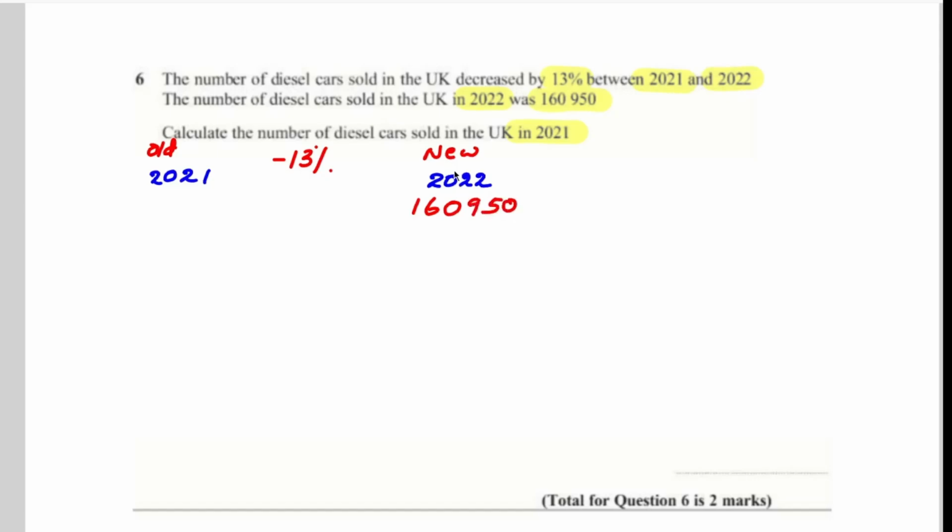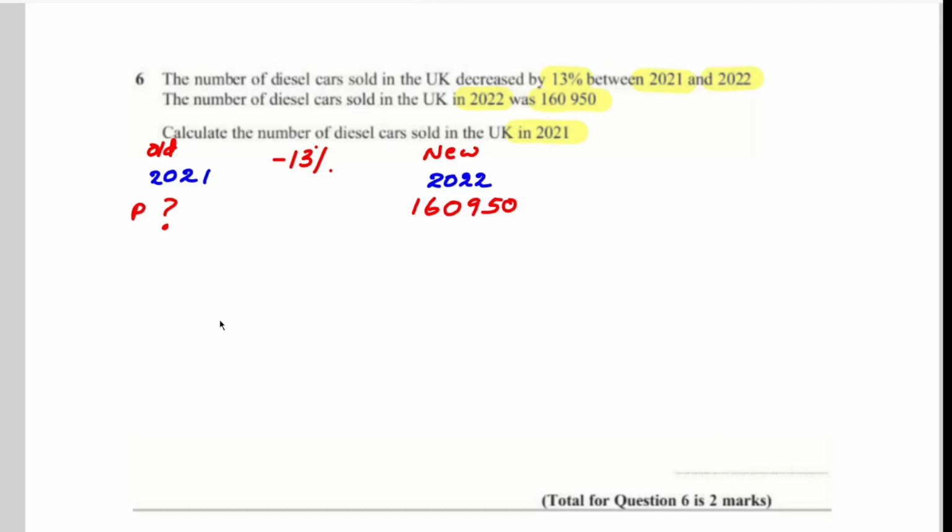The number of diesel cars sold in the UK in 2022 was 160,950. So we've been given the new value. Calculate the number of diesel cars sold in the UK in 2021. Then we need to get the value in 2021, which is the old value. We can call it P because P stands for principal value, or you can call it x. That's also totally fine.